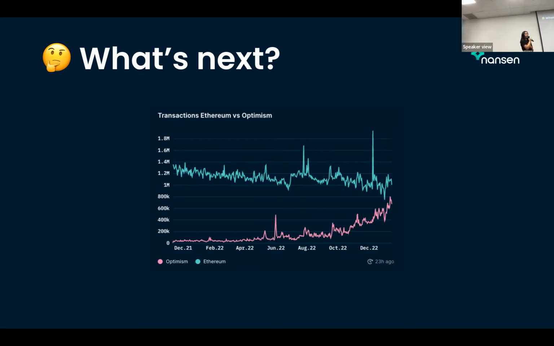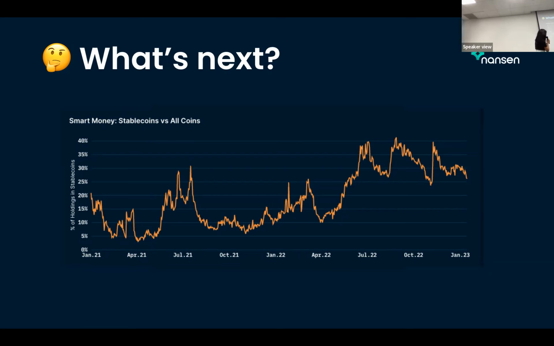Next. And also we have this stablecoin indicator. As you can see at the end, stablecoin holdings have been going down since around November. So it shows that people are getting back into the market, which is a good sign.